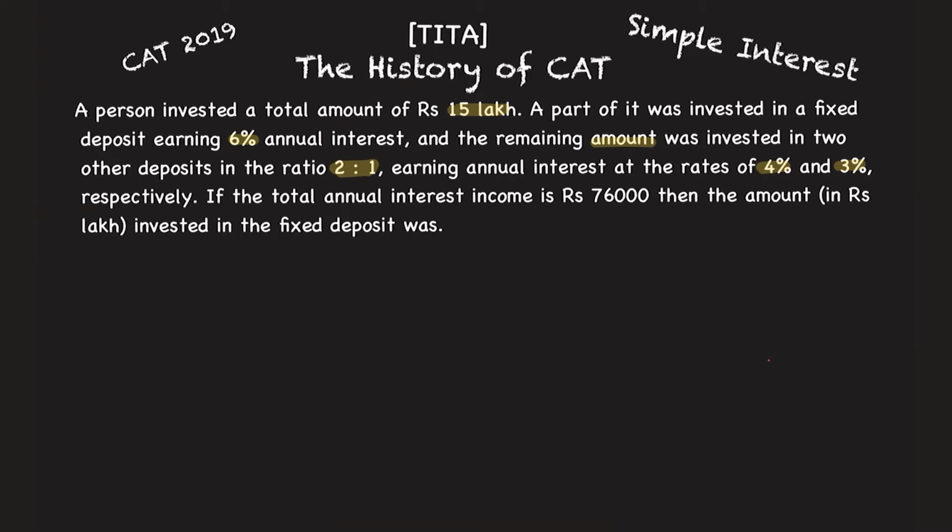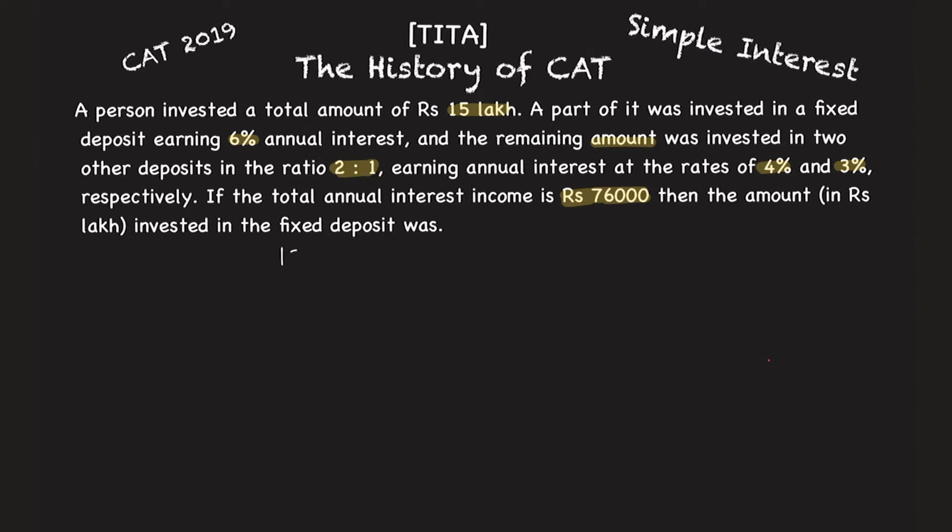That's how I divide 15 lakhs into 2 parts, one goes at 6%, then the remaining part is again divided into 3 parts. From that, 2 parts go at 4% and 1 part goes at 3%. The total amount of interest earned from all this is 76,000. Then the amount that is invested in the fixed deposit is? So that's the question, so let's understand this.